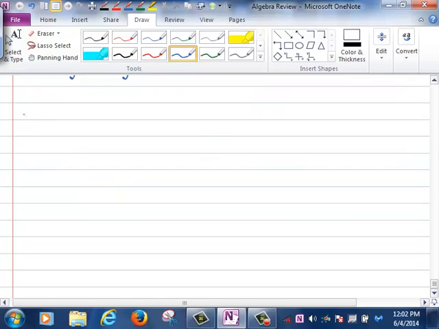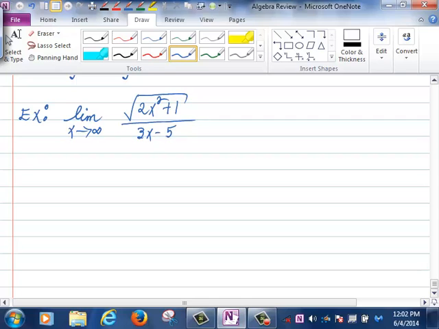This time, let's take the limit as x going to infinity of the square root of 2x squared plus 1, divided by 3x minus 5. Okay, once again, when x goes to infinity, the numerator goes to infinity. When x goes to infinity, the denominator goes to infinity as well, right? Once again, the limit is not 1. Now, how do I figure out the limit of this guy?